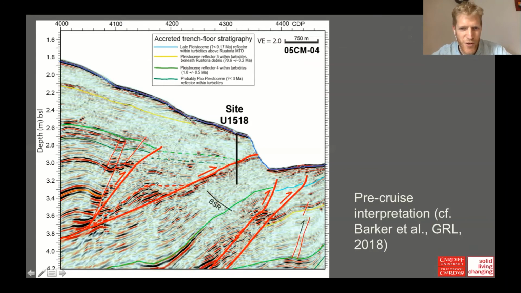This is just zooming in on it. We can see it clearly in the seismic section. There's a sharp, steep slope where it reaches the surface. That's probably a scarp from a landslide. So as it steepens in fault activity, it gets steeper and then eventually fails.